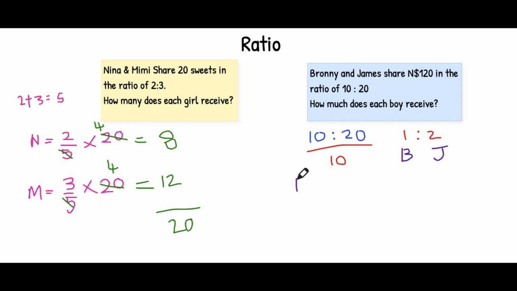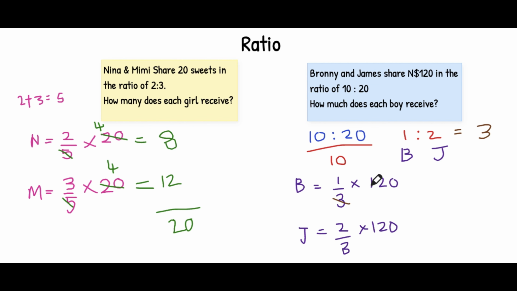So now we're gonna write it the same way we did with the other example. So Bronny is 1 over... something just reminded me we're forgetting something. We did not add. We need to add. 1 plus 2 equals 3. We have the total. That is very important. So Bronny is 1 over a total of 3 parts multiplied by the 120 that we're trying to share. Then James is represented with 2 parts over 3 times 120. All right. Then we calculate.